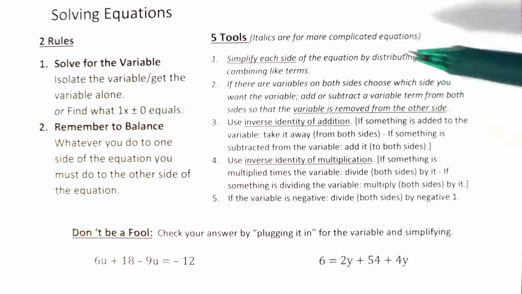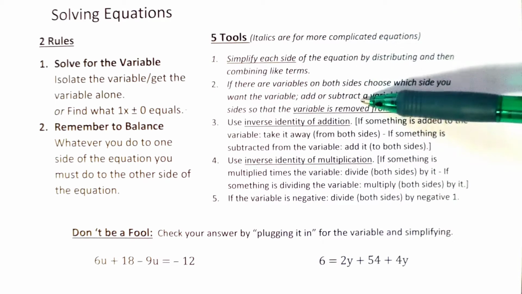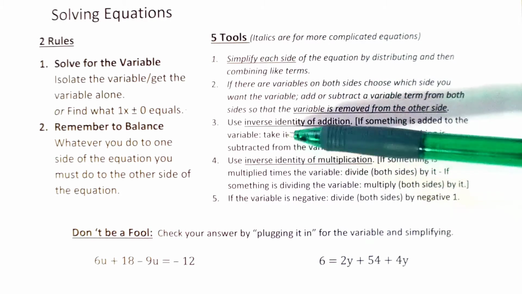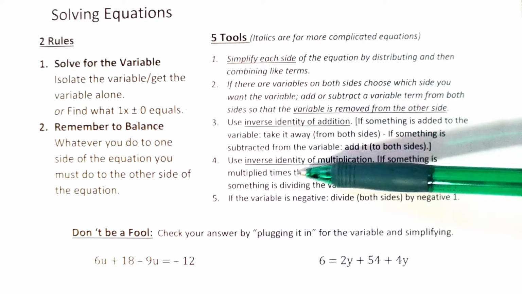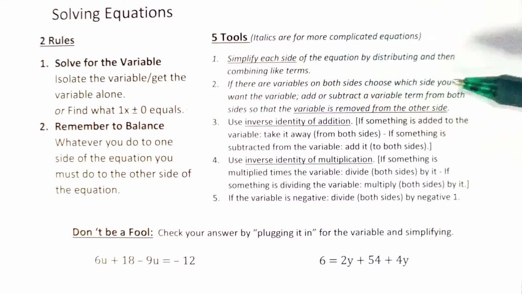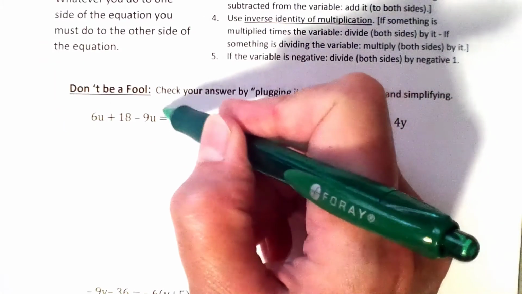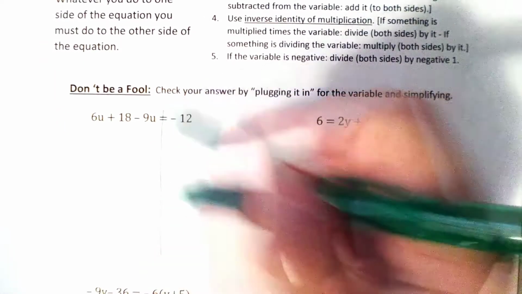The 5 tools for more complicated equations are these in italics. Otherwise, you get down to just the standard stuff. But I'm going to start with the more complicated ones because that's what these examples are. So first, simplify each side of the equation by distributing and then combining like terms. We're going to use this example here, and I like to just draw a line down where the equal sign is.